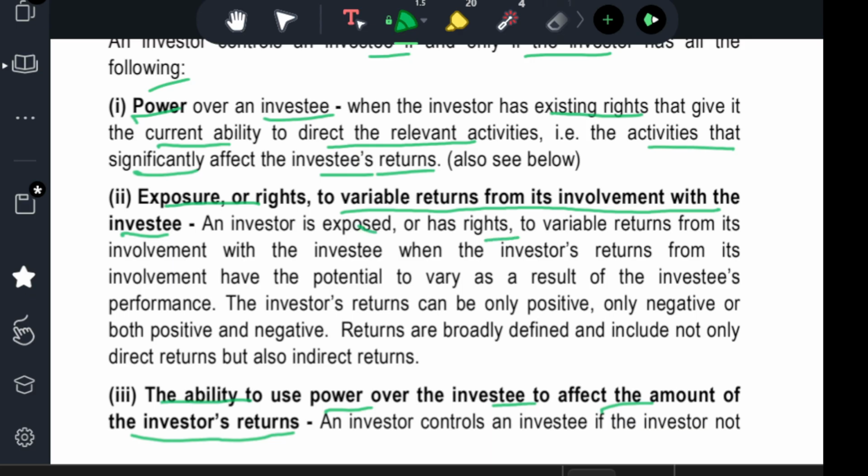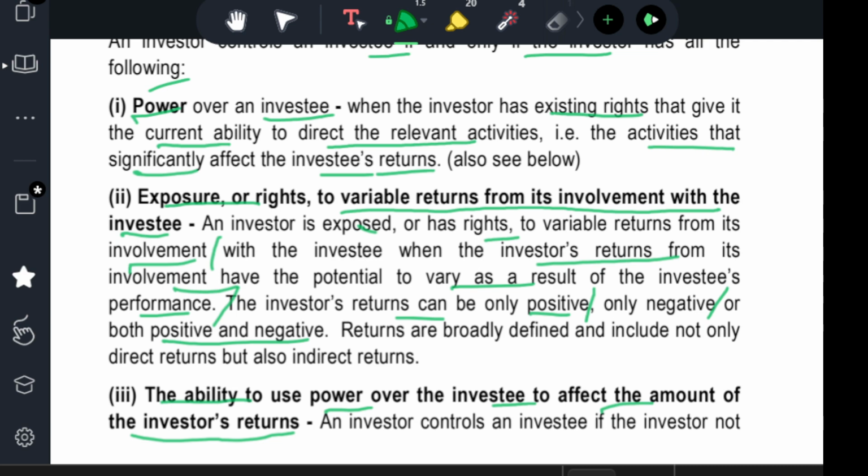Exposure or right to variable return from involvement with the investee. The investor is exposed, or has rights, to variable returns from its involvement with the investee when the investor's return from the involvement has the potential to vary as a result of the investee's performance. The investor's returns can be only positive, only negative, or both positive and negative. So return can be positive, like dividend. Return can be negative, like capital erosion. It can be both positive and negative, but not zero. Returns are broadly defined and include not only direct returns but also indirect returns. What kind of indirect return? Dividend is a return. Indirect return is salary. Indirect return is when I have taken some asset from that company. Indirect return is when I can use some resources of that company. Indirect return is when the company gives me an interest-free loan.